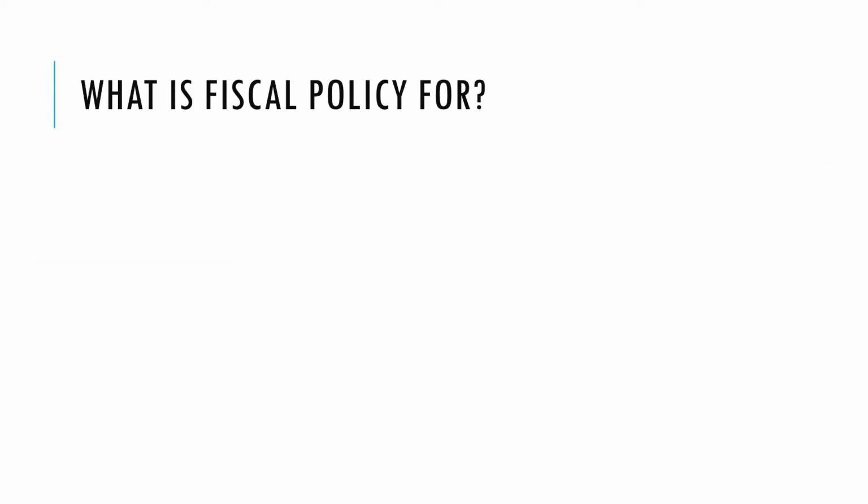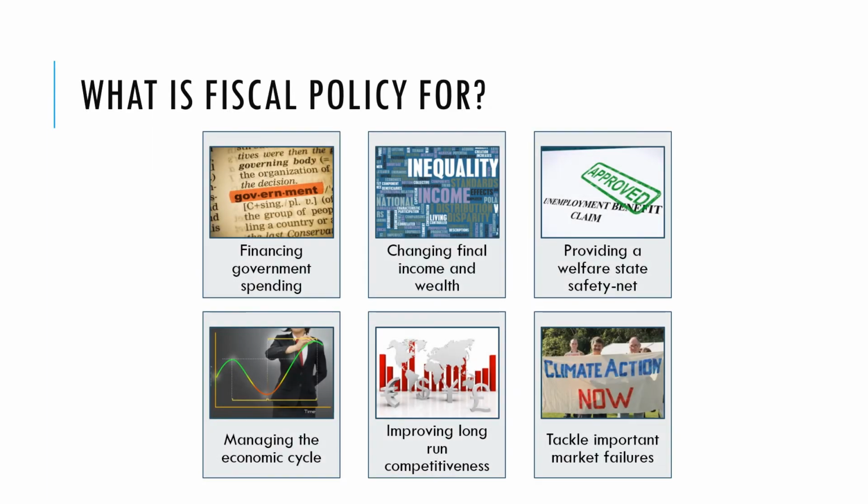So what is fiscal policy for? What can government spending and taxation be used for? Well, a number of different things. Government spending can be used to provide everyday government services. Taxes and spending can be used to change income and wealth, so redistribute income and wealth from the richest to the poorest, or vice versa. Government spending often provides a welfare state safety net, so if you're unemployed, things like benefits.